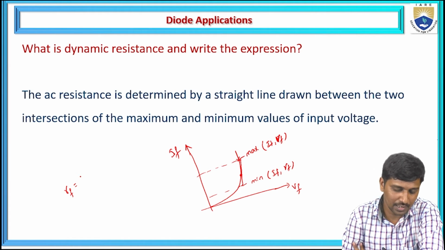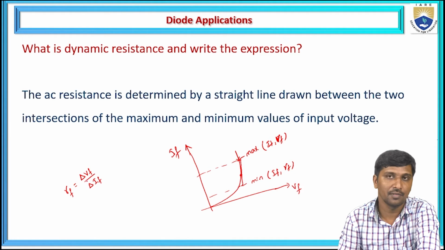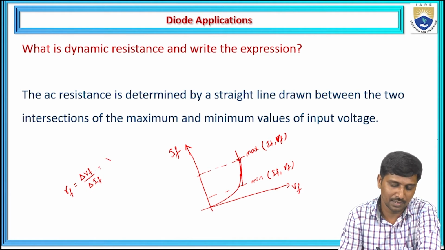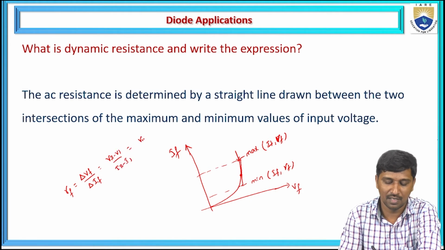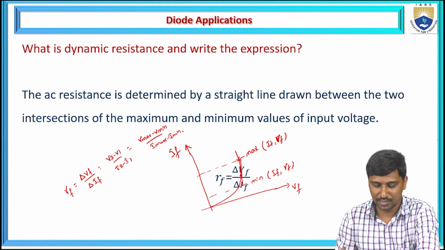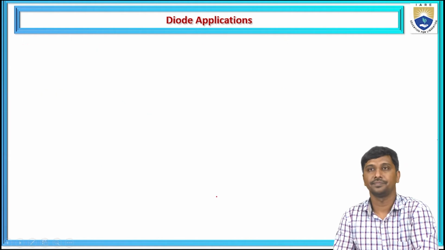Here we need to change the deviation between the voltages and the deviation of the current under the forward direction. So it is represented as delta Vf by delta If, where delta Vf is V2 minus V1 by I2 minus I1, that is, V maximum minus V minimum by I maximum minus I minimum. So this is Rf equal to delta Vf by delta If.